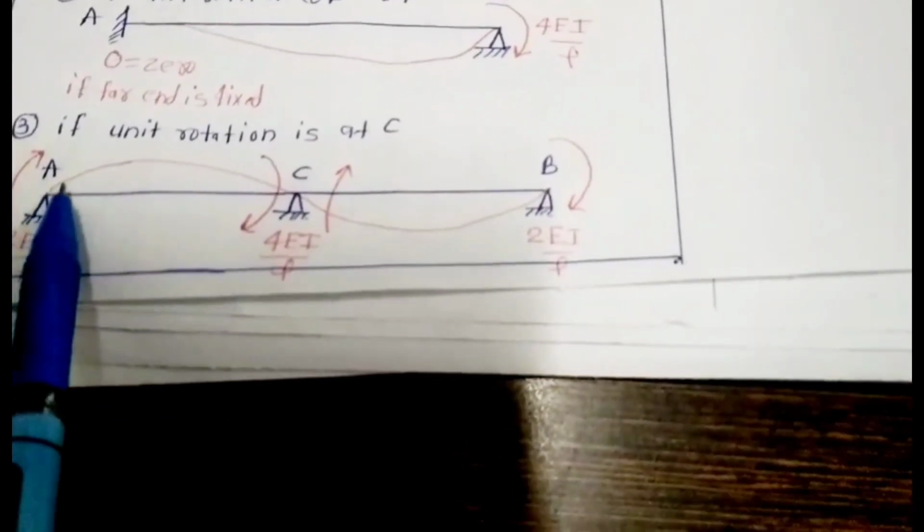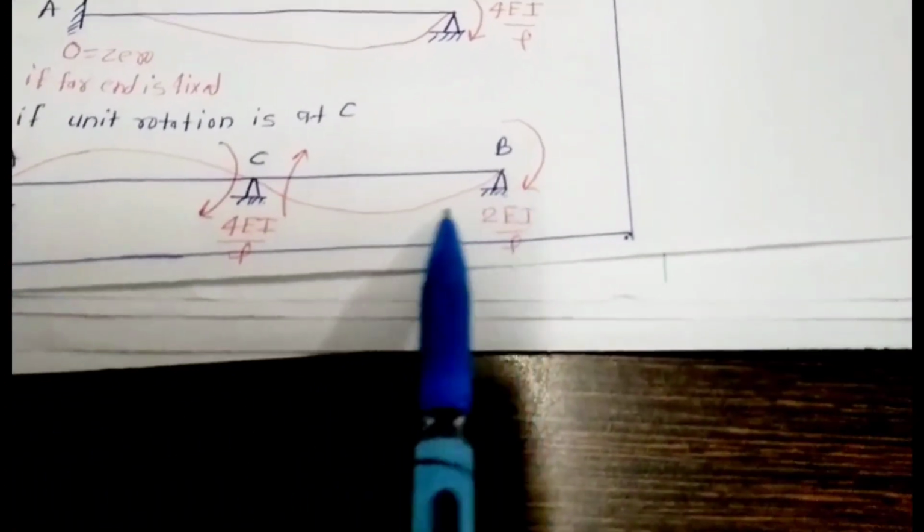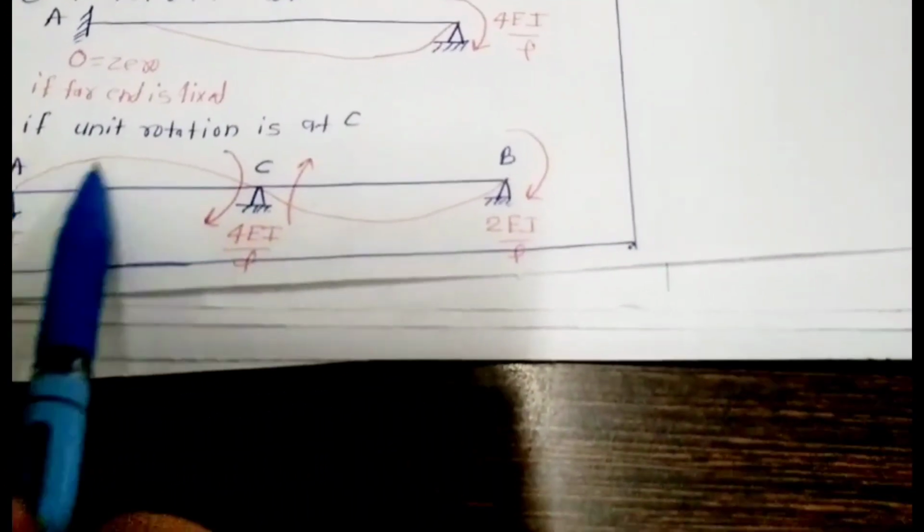And this is the deformed shape of the beam, that is AB and AC and CB.